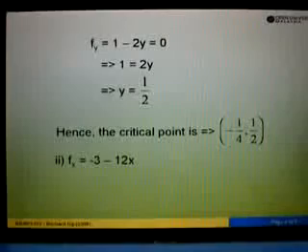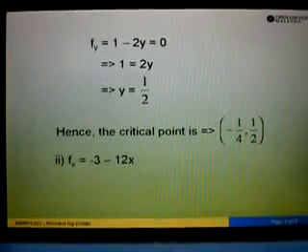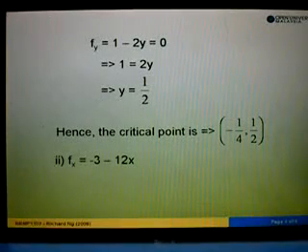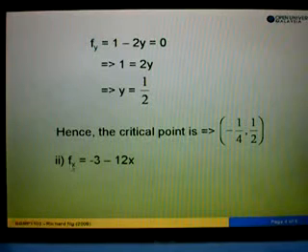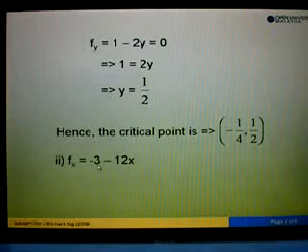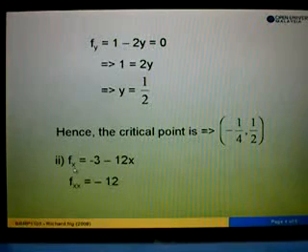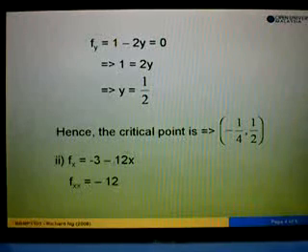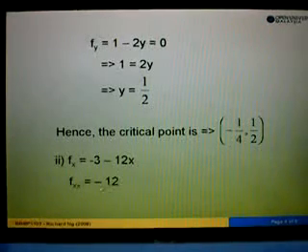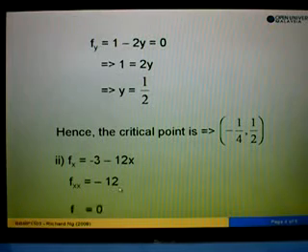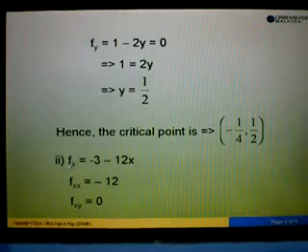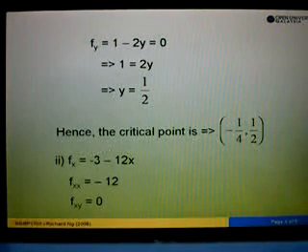In part 2, we need to determine whether it is a maximum or minimum. So we need to carry out the M test. So start off with the function fx, which we have found as negative 3 minus 12x. So we will differentiate the second time, compared with x. So look at negative 12x, differentiate, we will get negative 12. And then followed by fxy. So differentiate fx compared to y. But since there's no y here, the answer is 0.